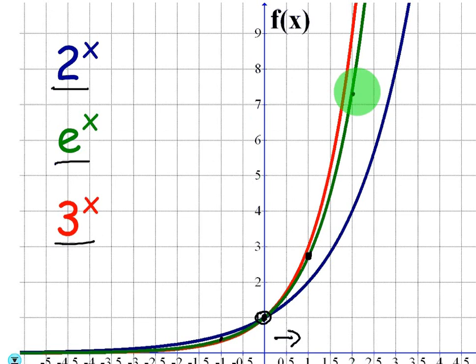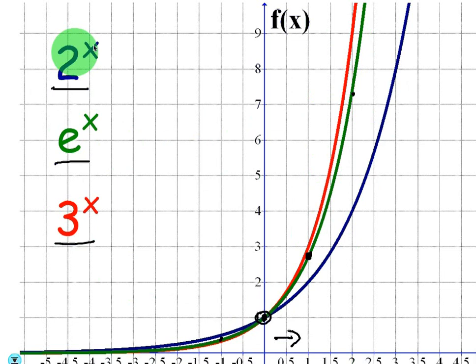What I want you to see, you don't have to do this on the worksheet, but on here you can see that e to the x is naturally between 2 to the x and 3 to the x. If e is between 2 and 3, then the graph of e to the x is going to be between 3 to the x and 2 to the x. 3 to the x is the steepest because it has the biggest base. 2 to the x doesn't grow as fast as the other ones because it has the smallest base.